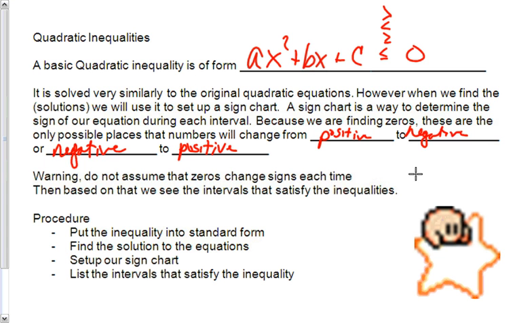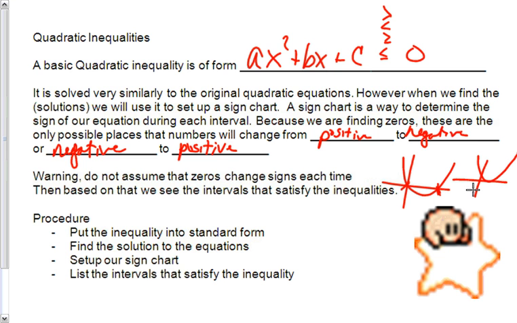Here's a quadratic. Remember, it's a parabola. It's above the axis here, it's positive, then it's negative down here, and then it hits a root, which we can find from our last section, and then it's positive again. So our goal is to find out the ranges where the graph is above or below something. So, warning, do not assume zeros are sign changes each time. Think about a graph that does this, and just touches it. It's always above it, even though it just touches it. That's where the problems can come in.